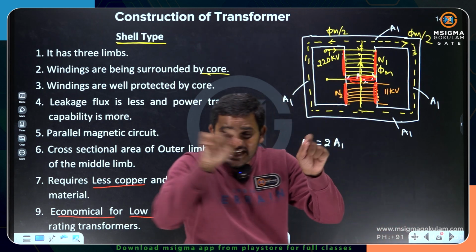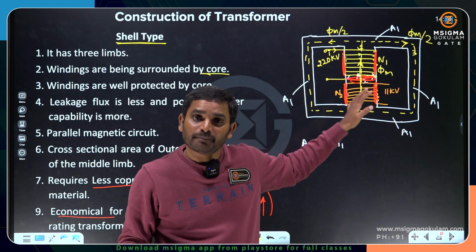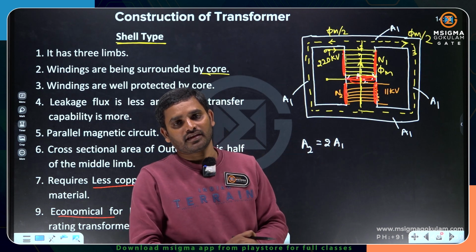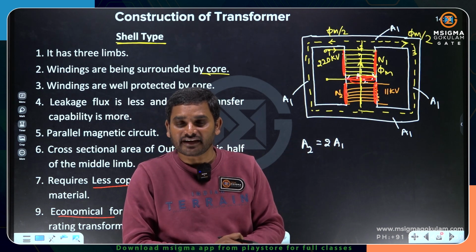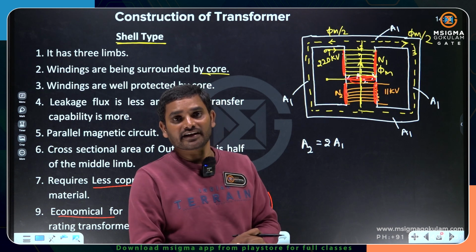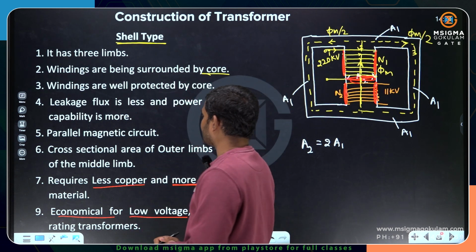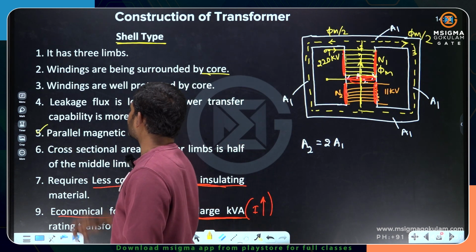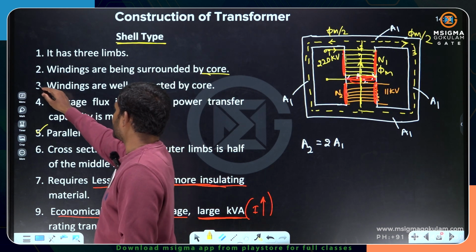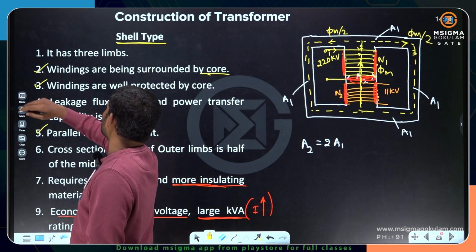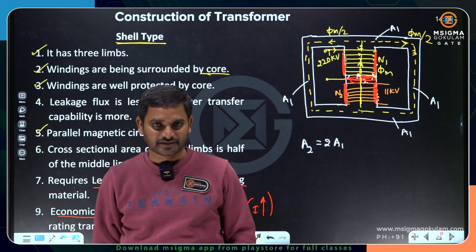So as the flux is getting divided, you can call it a parallel magnetic path. In the previous case, flux is not getting divided. In this case, flux is getting divided. That's the reason why you can call it a parallel magnetic circuit. Windings are well protected by the core. Windings are being surrounded by the core. It has 3 legs. We have discussed this.